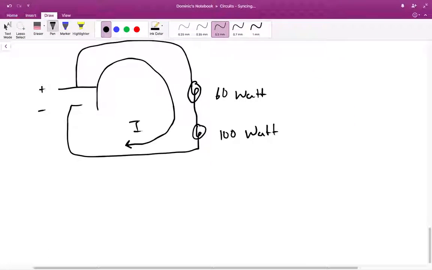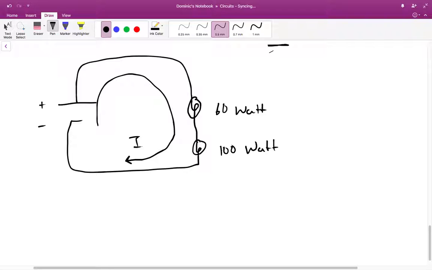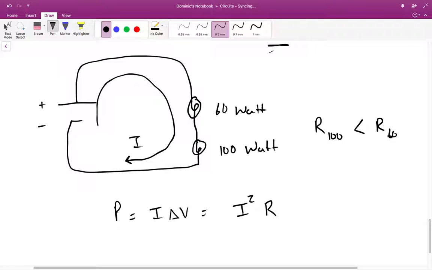And so what we can do is go back to this picture where both of those are connected in series. In this case, delta V is not the same, only I is the same. The current going through the circuit is the same. And now we know something about the resistance. We know that, and this is always the case, the resistance of the 100-watt light bulb is less than the resistance of the 60-watt light bulb. We just determined that. So then I can set up my power equation. I have P equals I delta V, and I'm going to replace delta V with I times R. So this is equal to I squared times R.